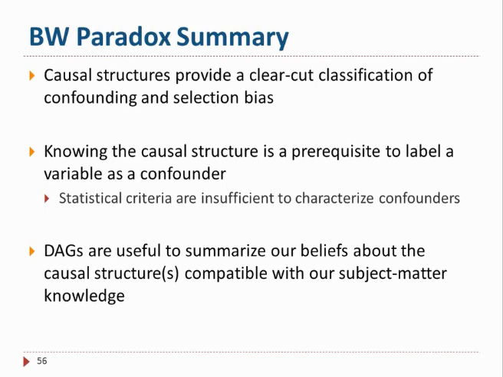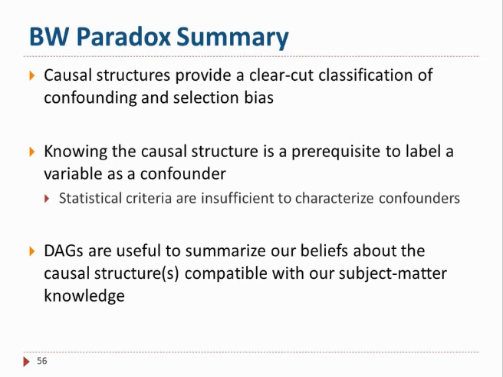So to summarize the birth weight paradox piece, the causal structures provide a clear-cut classification of confounding and selection bias. So when you start drawing DAGs of your own research, you can pick out these different structures. Confounders are common causes. And you can also pick out colliders. If you see two arrows going into a variable, you know that adjusting for that actually opens the path. And so you have to be careful about making sure that all the paths are blocked.